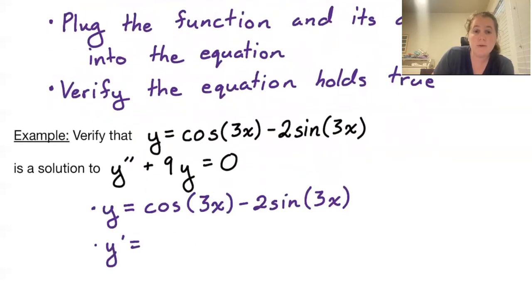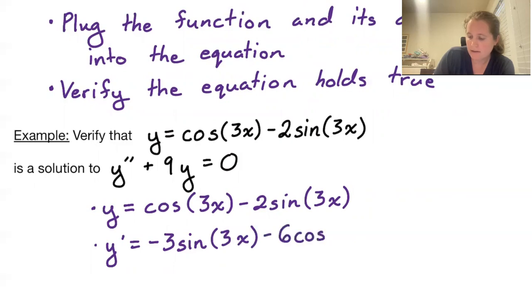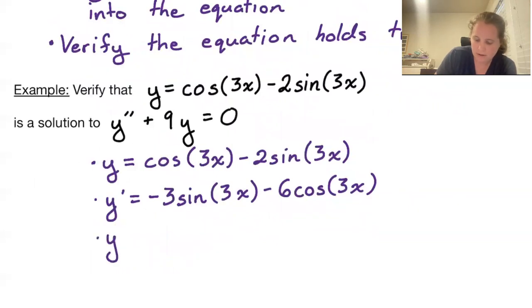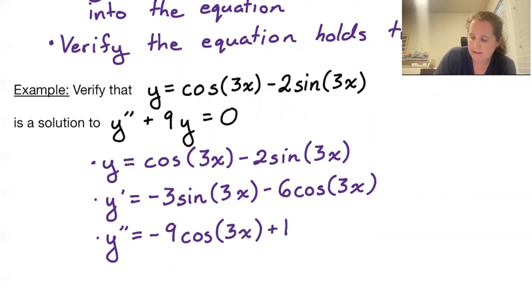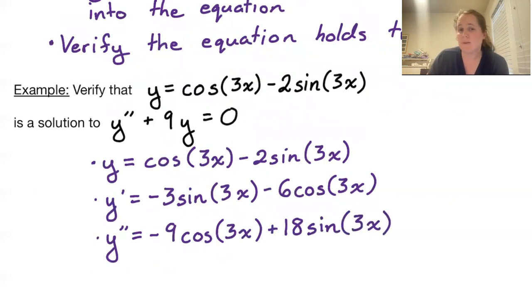So the derivative of cosine is negative sine, and then with the chain rule, we would have a negative 3 sine of 3x. Then we'd have minus 6 cosine of 3x. And finding our second derivative, we have y double prime is equal to negative 9 cosine of 3x, and then plus 18 sine of 3x. So this is all of the information we need to plug in.